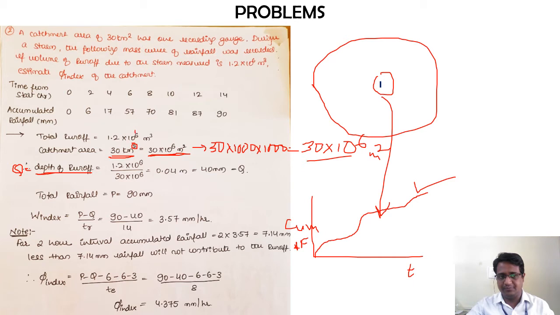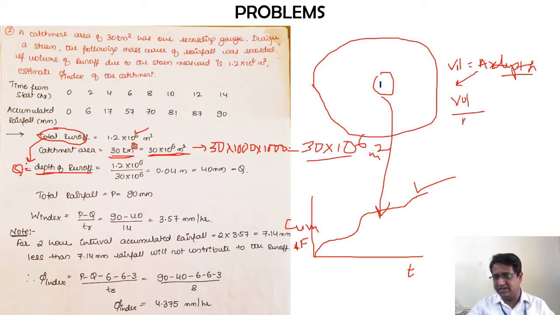Okay, now for the sake of the formula you need this particular Q in terms of depth, whereas they have given it in terms of volume. So you want to convert this volume into depth. How are you going to do that? Your volume of water is equal to area into depth of rainfall. If you want depth, it is just cross multiplication: volume divided by area will give you the depth.